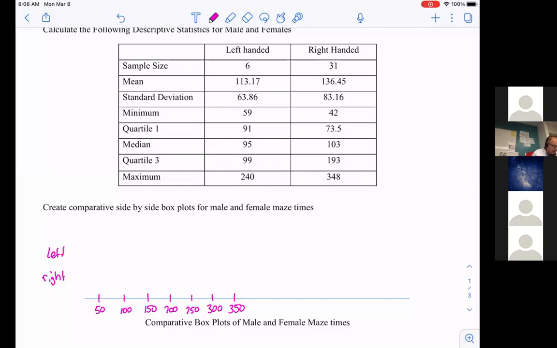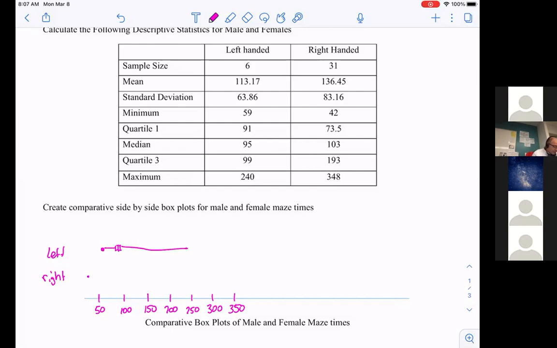The left-handed people have a mean of 59. So again, kind of estimate where that is. This is going to be really hard here in the middle because these are going to get really tight, because we got a 91 and a 95 and a 99. So actually that should be even closer than that. And then out here at 240. Okay. Not looking good for the home team there.